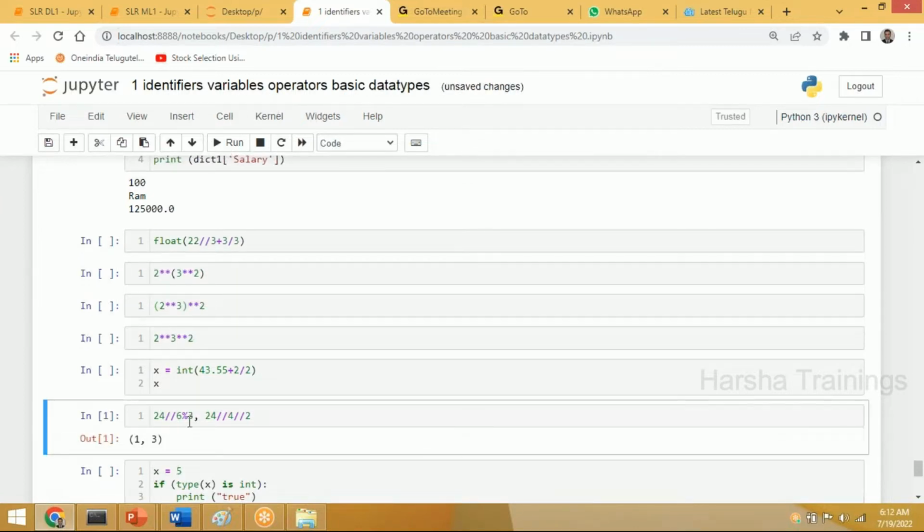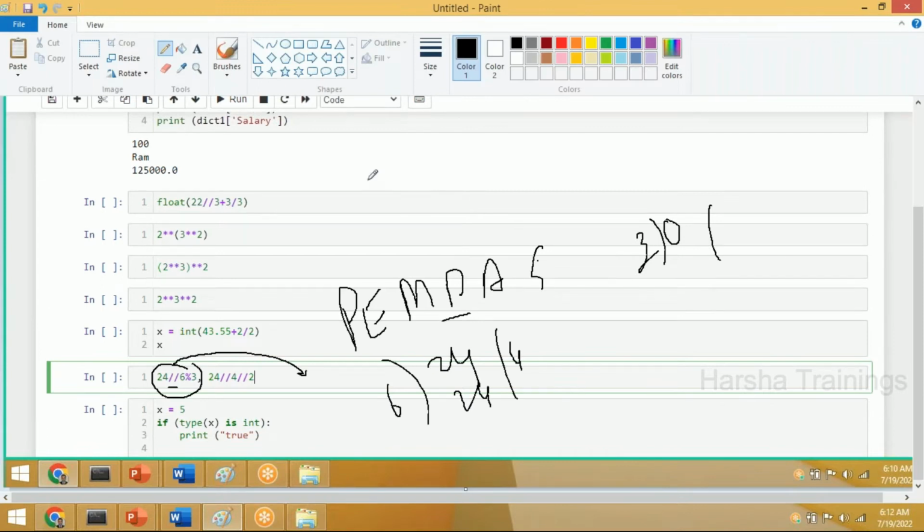It is giving 1. Oh, 24 mod 6 it is giving 1. Why is it giving 1? Let us check it out. So here we have to take 24, 4... 4 sixes are 24... then 1... 4 threes are 12... 3 remainder is 1. The answer is 1. Correct.